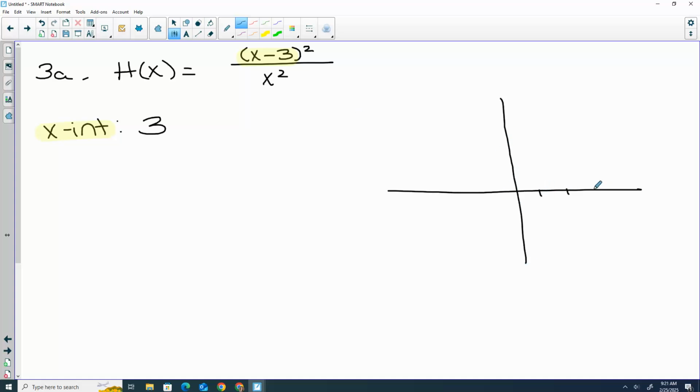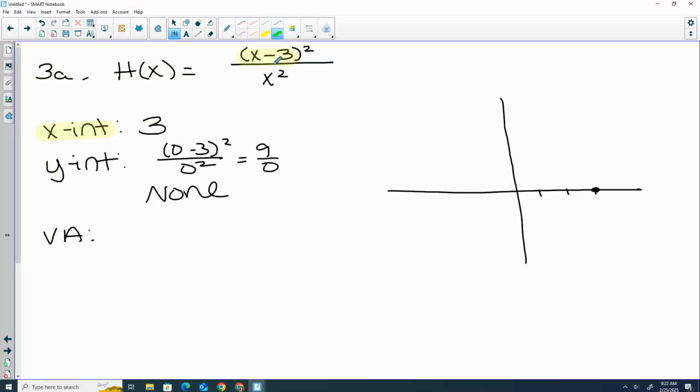So what's going to happen on that? It's going to bounce when I hit that one. And I know that from the last chapter. If something's squared, it's going to bounce. Okay, y-intercept. You find that by putting in 0 for all of your x's. You get 9 over 0. Can you do 9 divided by 0? So it means there's none.